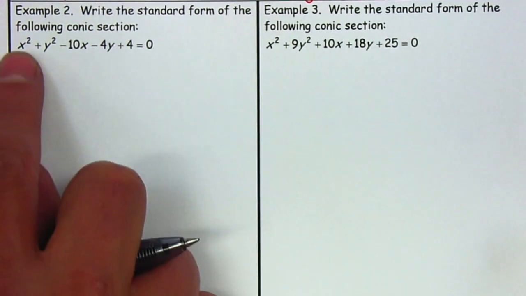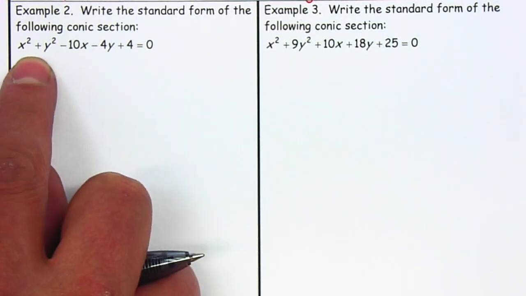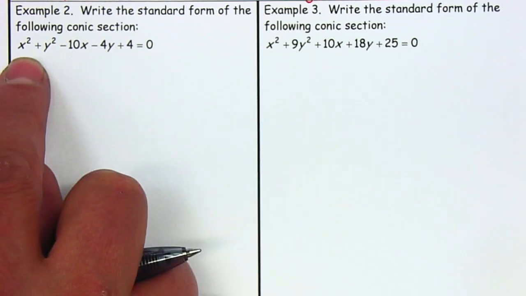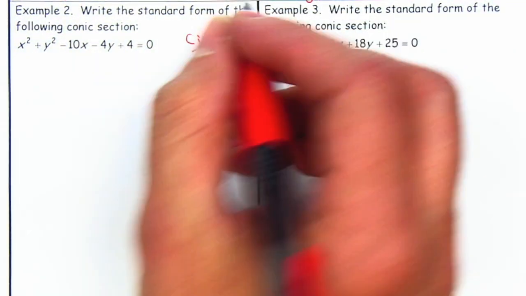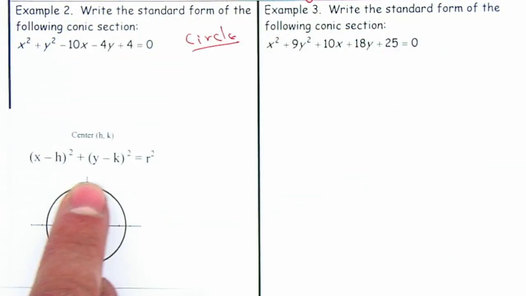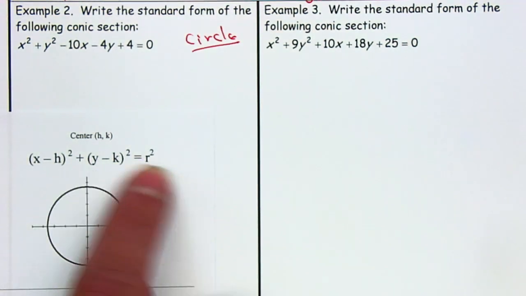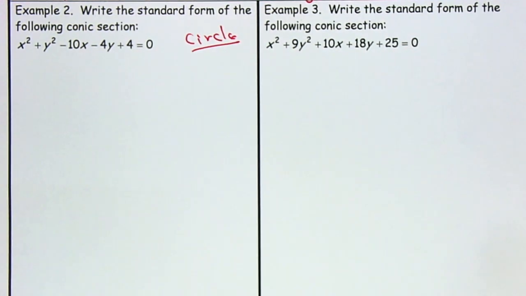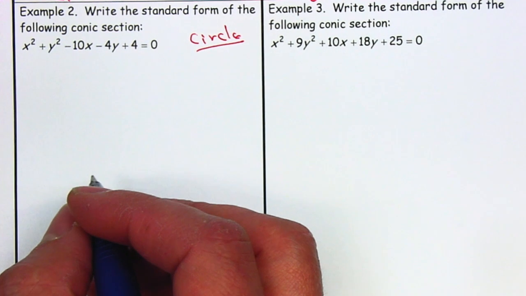So let's see. They both are squared, so it's not a parabola. They have the same sign, so it's not a hyperbola. And they have the same coefficient, so it's a circle. This is the standard form of a circle, so once we finish, your final equation should look something like this. Now to place it in standard form, we're going to be completing the square twice, in most cases. So make sure you write small because it's a little longer process than usual.